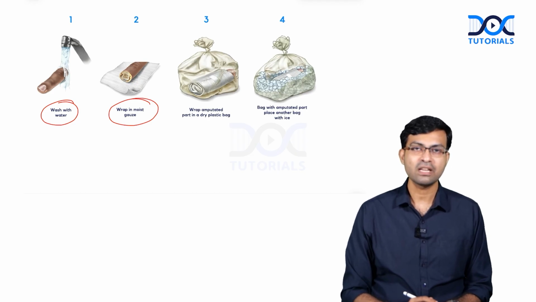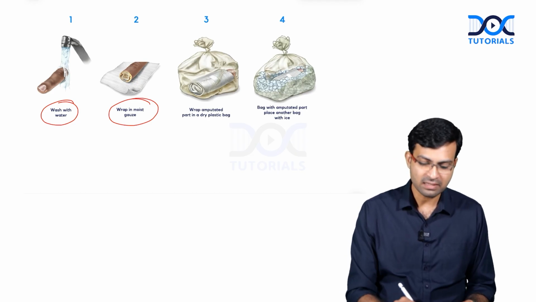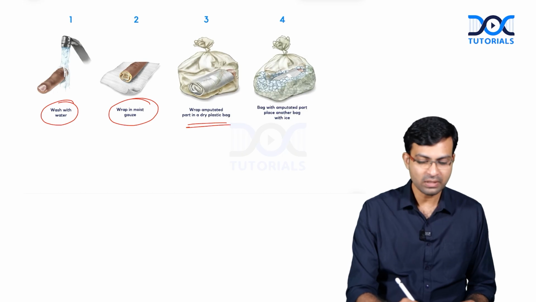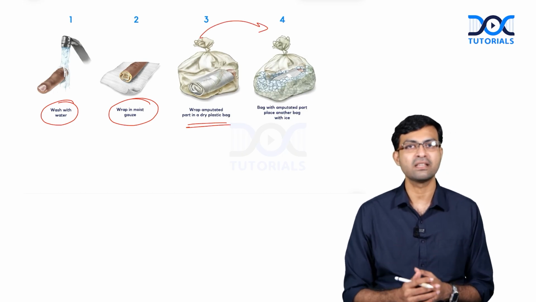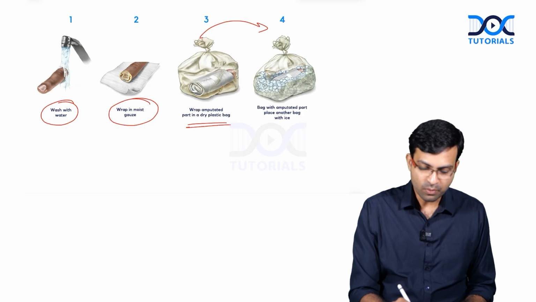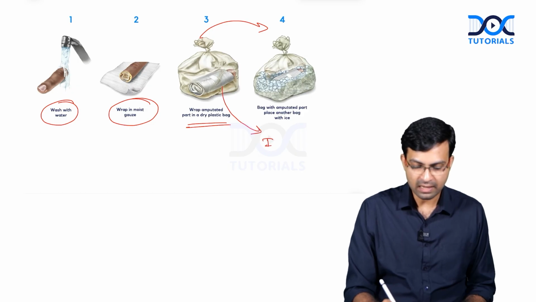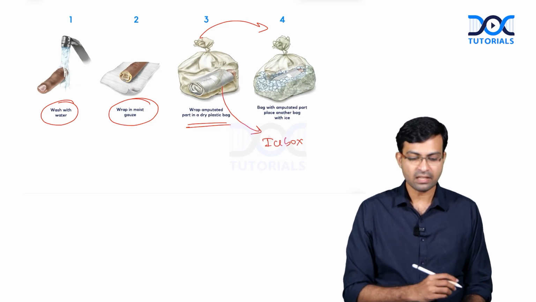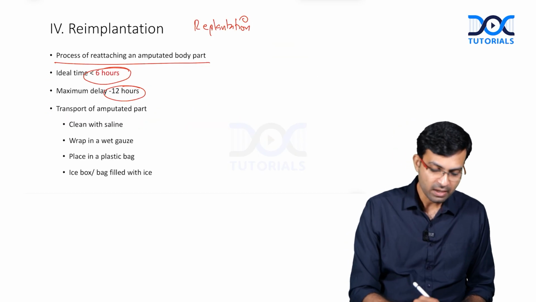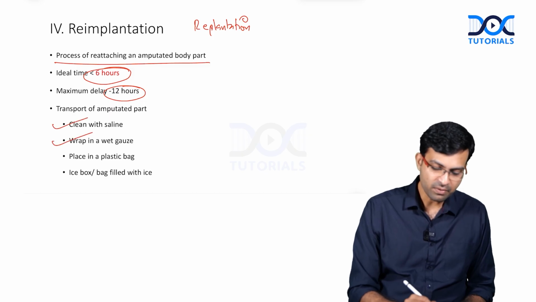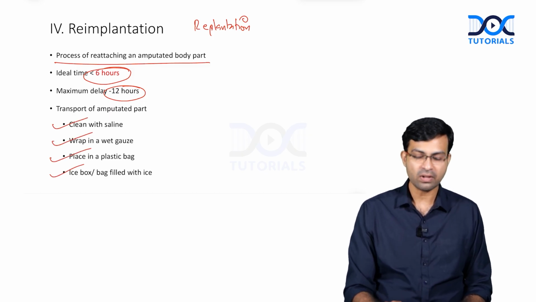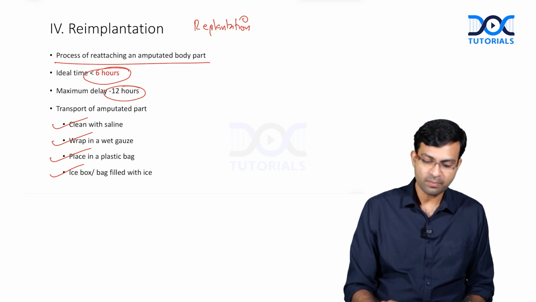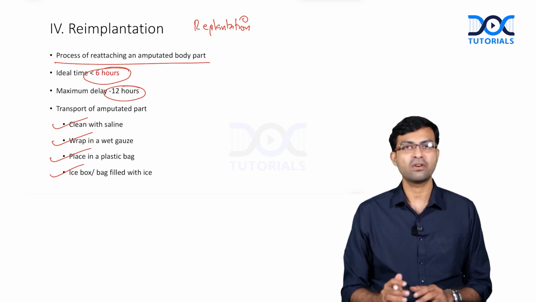Then you put the whole thing inside a plastic cover like this. Then you put this plastic cover in another plastic cover which is full of ice. Otherwise, you can put this plastic bag inside an ice box. So these are the options. So remember, clean with saline, wrap in a wet gauze, place it in a plastic bag, place it inside an ice box or a bag filled with ice. Then you ask the patient to transport it to a nearby hospital.